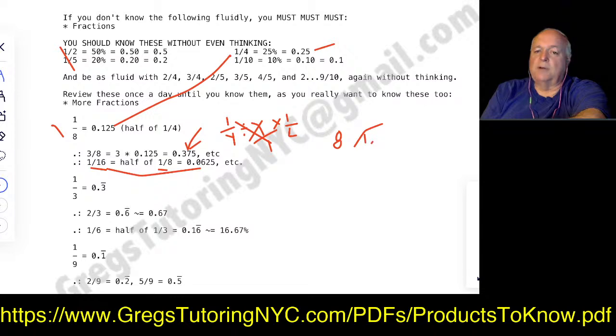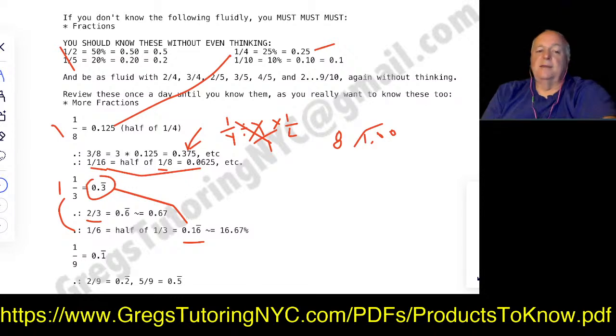But we're trying to avoid, on test day, having to spend time doing these things, which is why we want to memorize them, okay? A third, you should all know, is 0.33333333333. So 2/3 would be 0.66666666666, okay? And 1/6 is half of a third. So that turns out to be 0.16 with a repeating 6, right? And if you work with what I just said and divide this by 2, you will end up getting that. Okay?